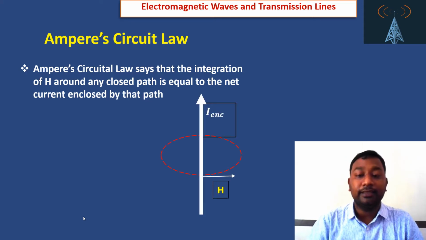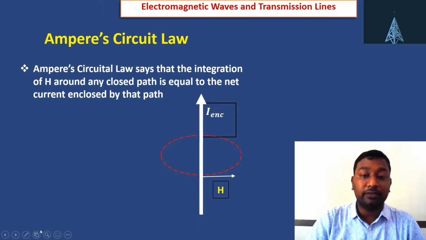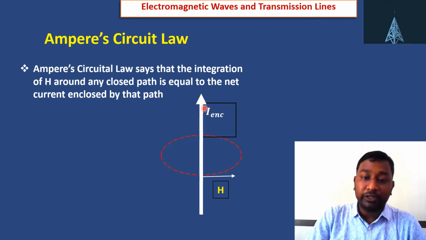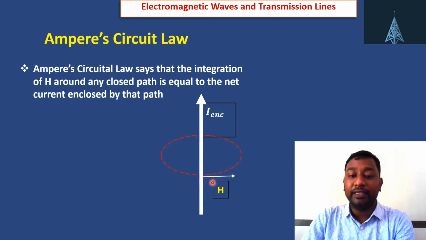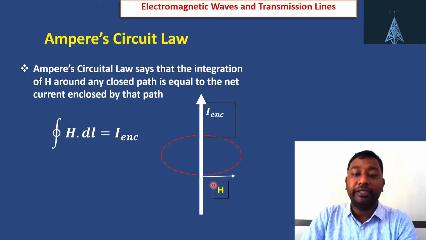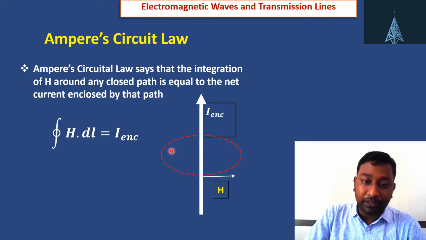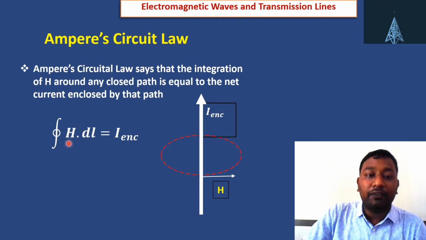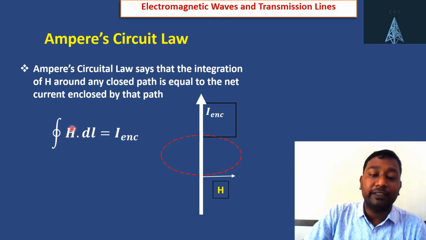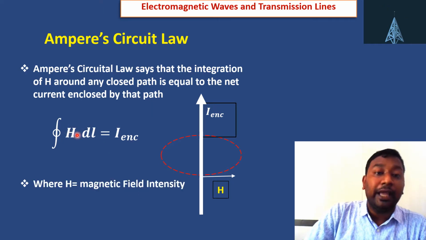Okay, so you can mention that if you consider a current-carrying path, with current flowing in the Z direction, then due to this current a magnetic field is created. If H is the magnetic field intensity at a point, then the closed integral of H dot dl is equal to the total current enclosed by this particular path. Okay, so this red path, the total current enclosed by it, is equal to the closed integral of H dot dl, where H is the magnetic field intensity. So this is Ampere's circuit law.